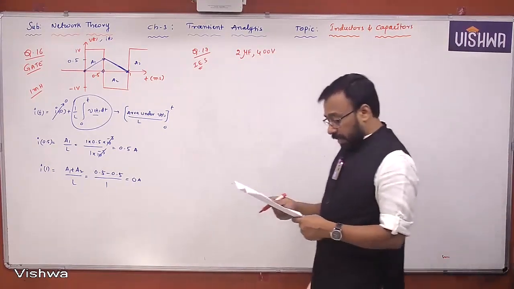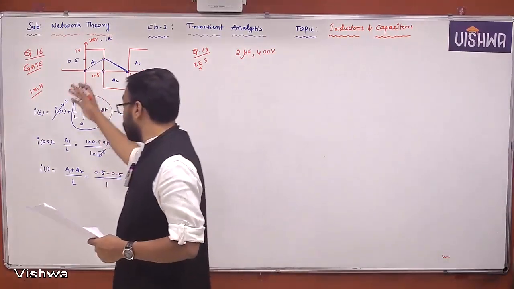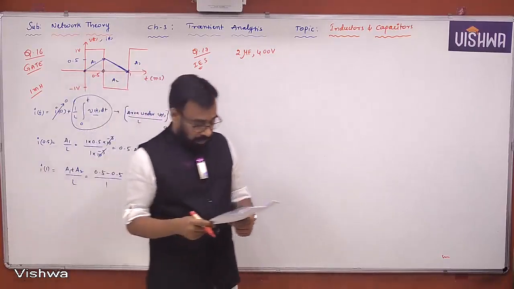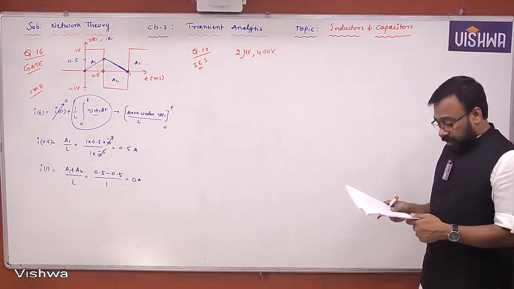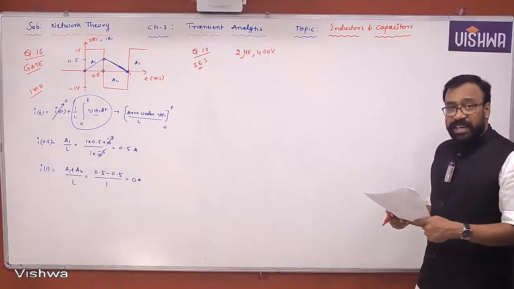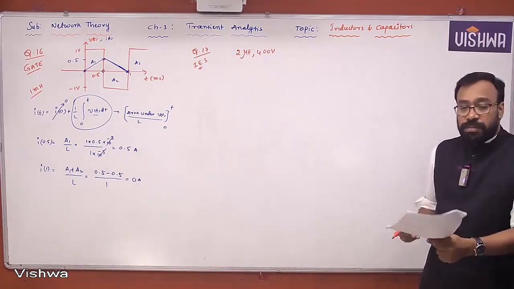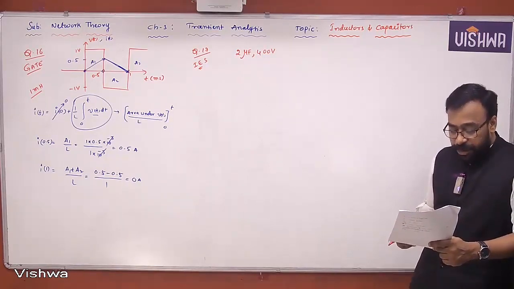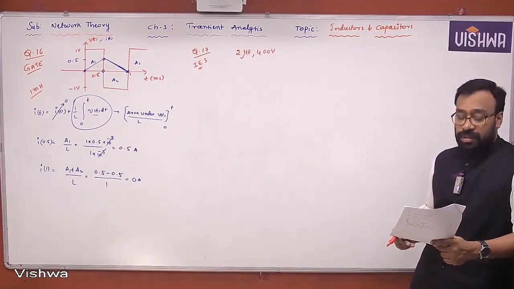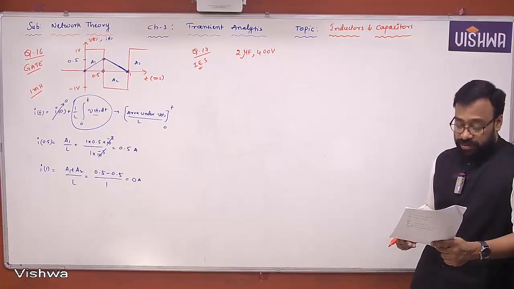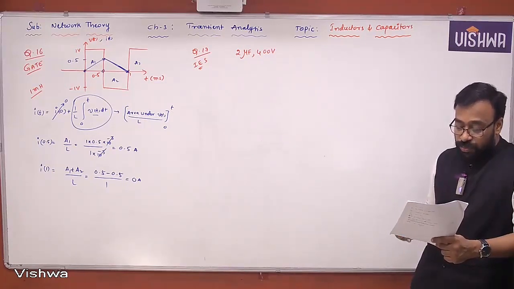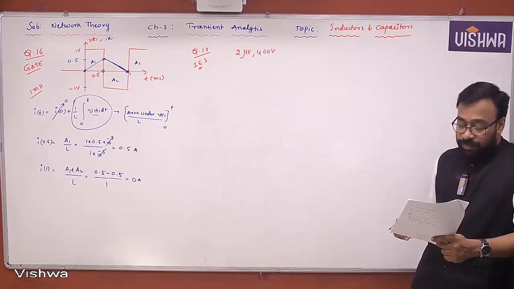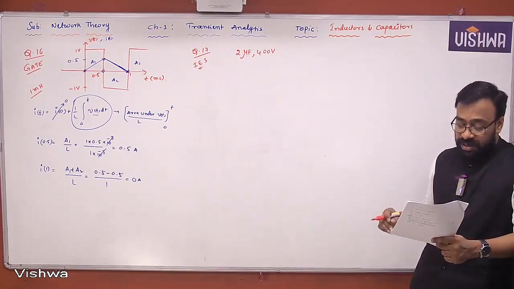Okay, now I think all of you are done with this 16th problem. Now let us look at the 17th problem. Let me read it. The number of 2 microfarad, 400 volt capacitors needed to obtain a capacitance value of 0.5 microfarad rated for 1600 volt is.